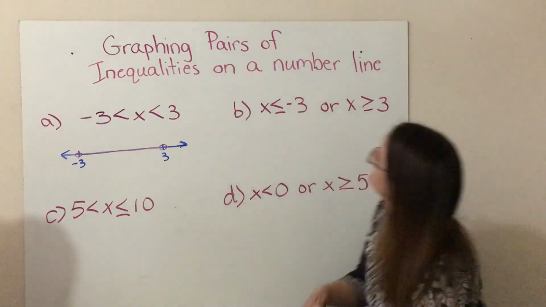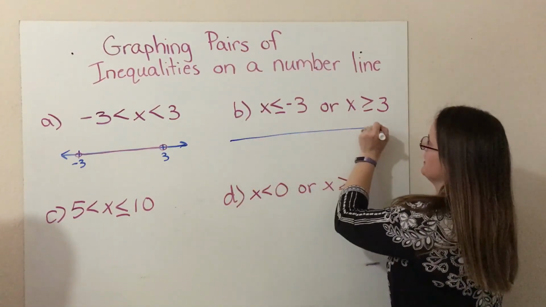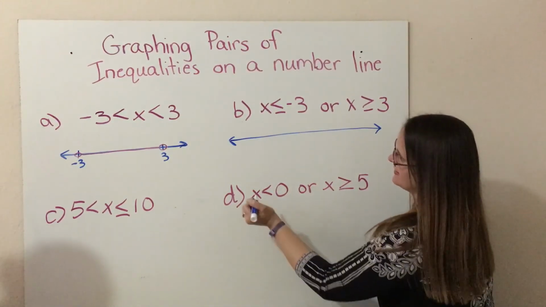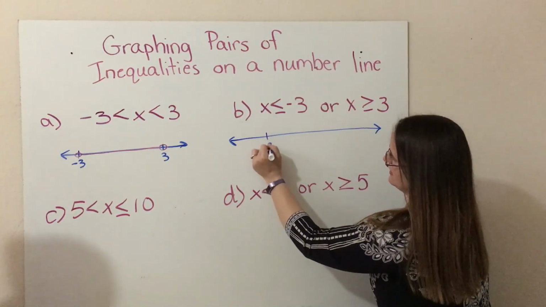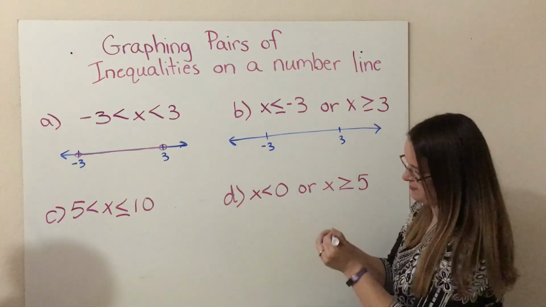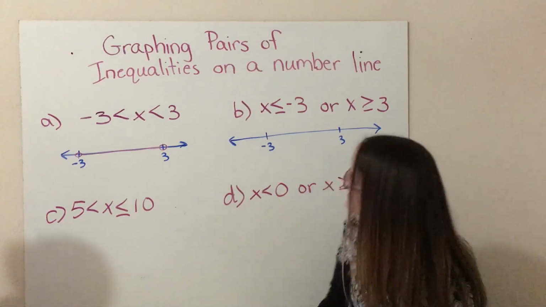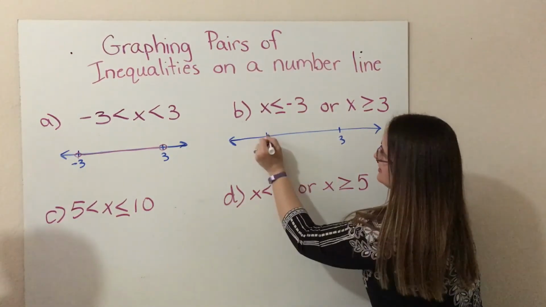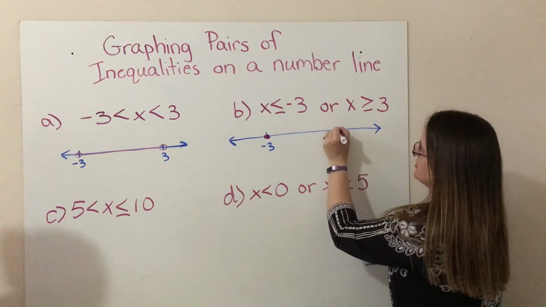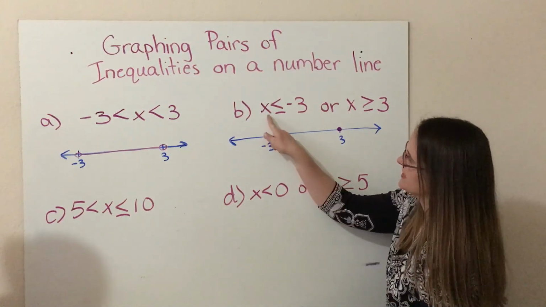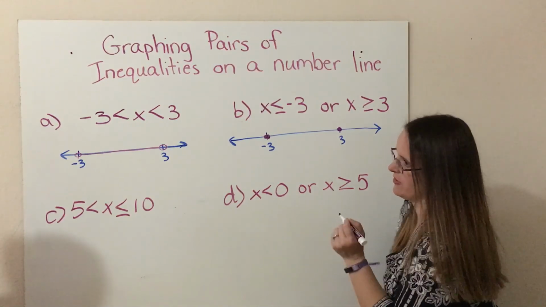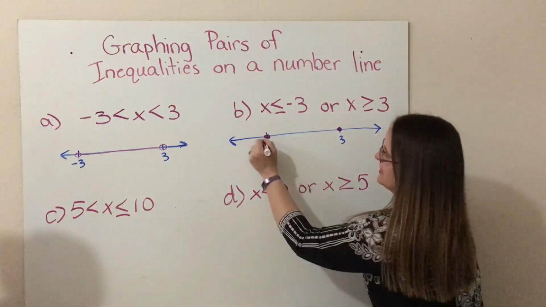Problem B. Once again, we're going to have our number line. What numbers would you label here, Kalan? Also negative 3 and 3. Looks very similar to this one. Is negative 3 going to be an open dot or a closed dot? A closed dot. It's a closed dot because of the equal sign. What about positive 3? Also closed dot, equal sign. Now we're saying x is less than or equal to negative 3. So what direction should my arrow go? To the left.